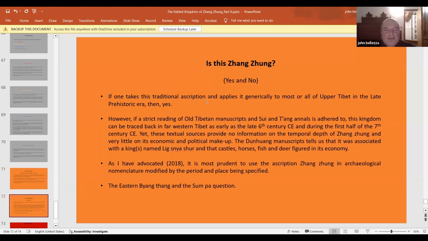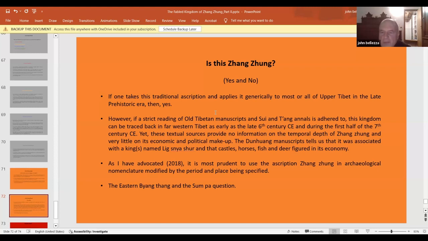If one takes this traditional ascription, is this Zhang Zhung? Yes and no. If one takes this traditional ascription and applies it generically to most or all of Upper Tibet in the late prehistoric era, then yes. However, if a strict reading of old Tibetan manuscripts and Sui and Tang annals is adhered to, this kingdom can be traced back in far western Tibet as early as the late 6th century and during the first half of the 7th century CE. Yet these textual sources provide no information on the temporal depth of Zhang Zhung and very little on its economic and political makeup.